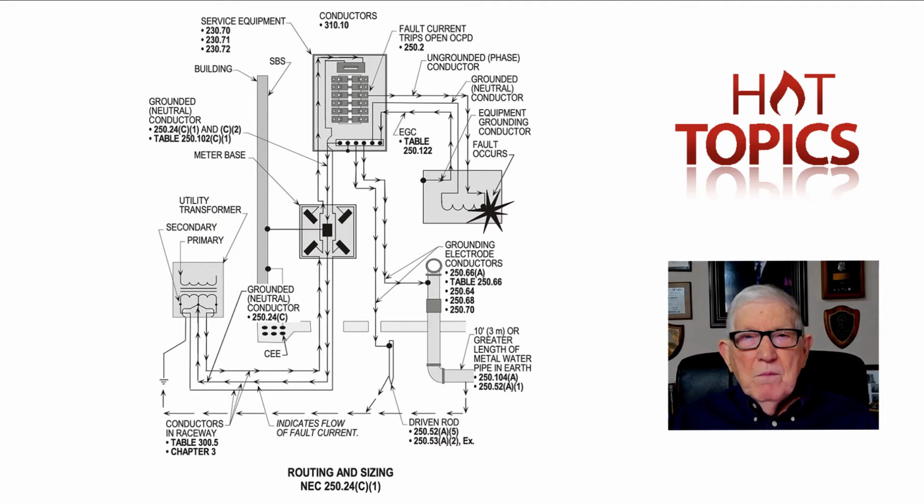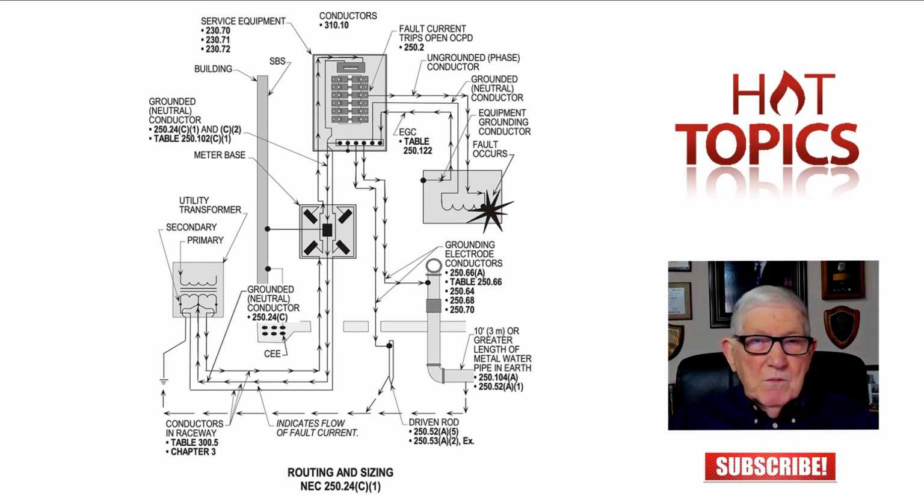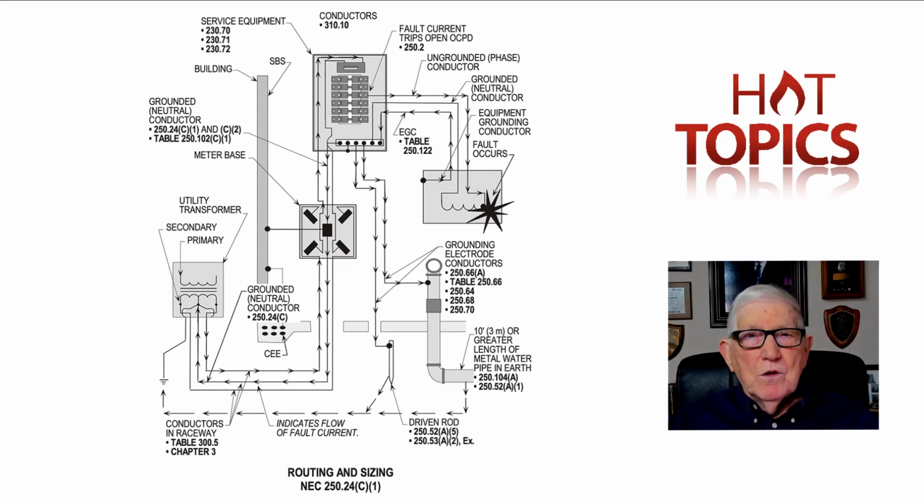Now, remember that your table 250.102C1 deals with this grounded conductor, supply side bonding jumpers, the system bonding jumper. It happens to be a conductor. It deals with that and tells you how to size those. And the information pertaining to each one of these components is listed in the head of the table 250.102C1.